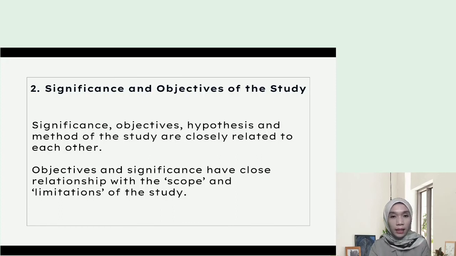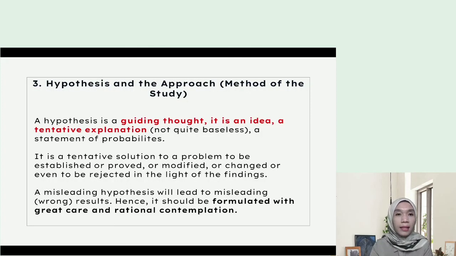Here, significance, objectives, hypothesis, and method of the study are closely related to each other. Objectives and significance have close relationship with the scope and limitation of the study. Okay, for the second half, hypothesis and data collection will be covered in the next video.